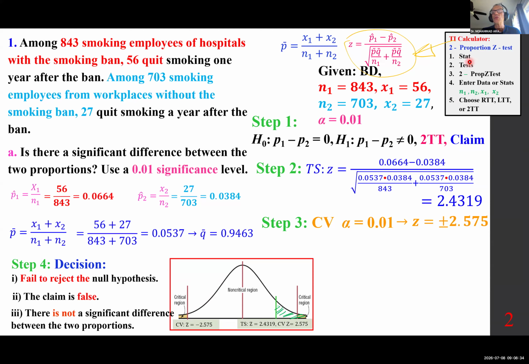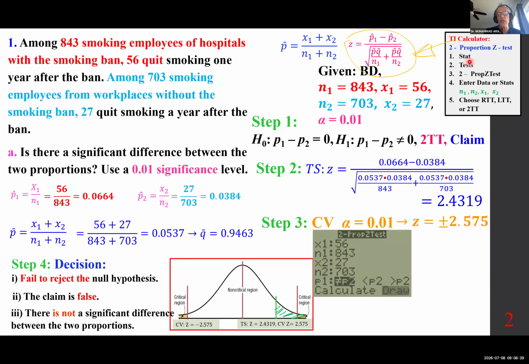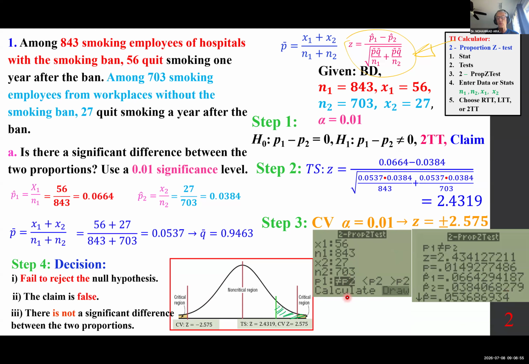So now, using the two proportion z-test and putting in the information. When you choose the two proportion z-test, it asks for x sub 1, 56, n sub 1, 843, x sub 2, 27, n sub 2, 703. You put that in, and then you choose which one, not equal, and then you calculate. Notice what it gives you. First and foremost, P1 hat, P2 hat, okay, here, this is P1 hat. This is P2 hat, okay.